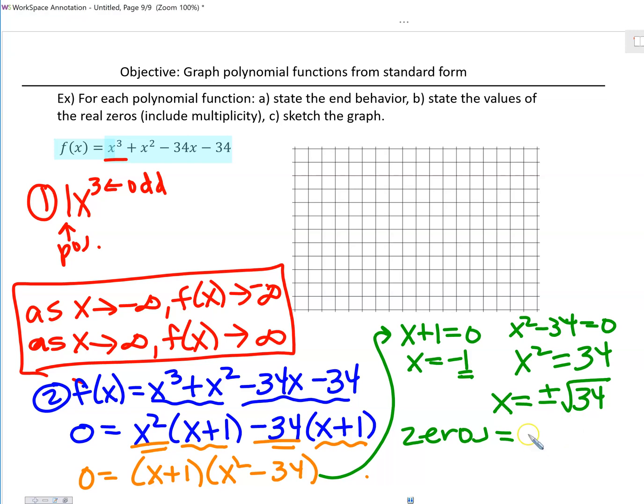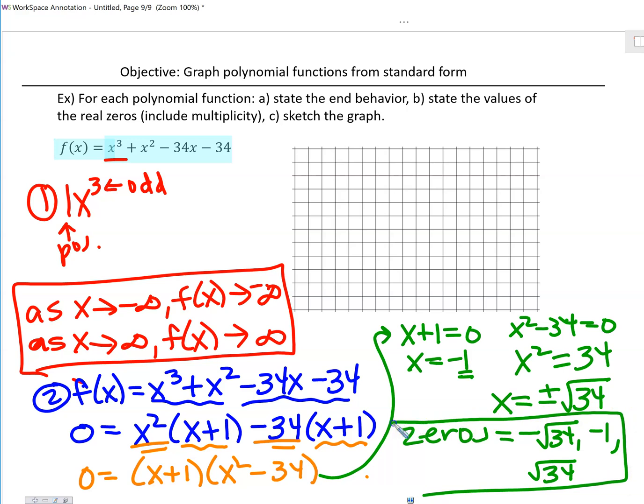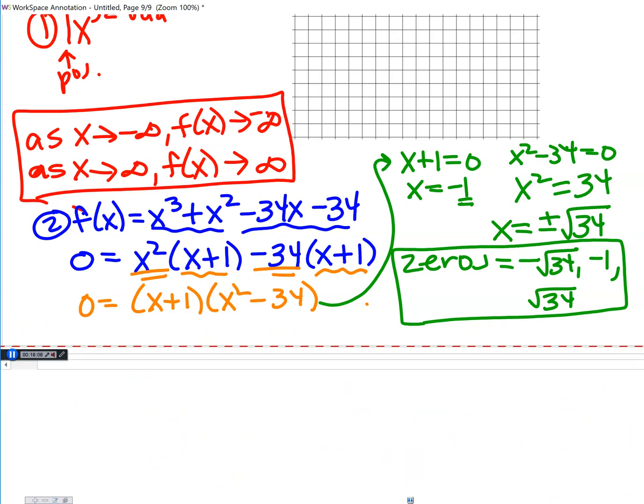Try to write that a little better. Our negative 1 and our positive square root of 34, from least to greatest. All right, so now in order to graph those irrational zeros, we're going to have to approximate them.